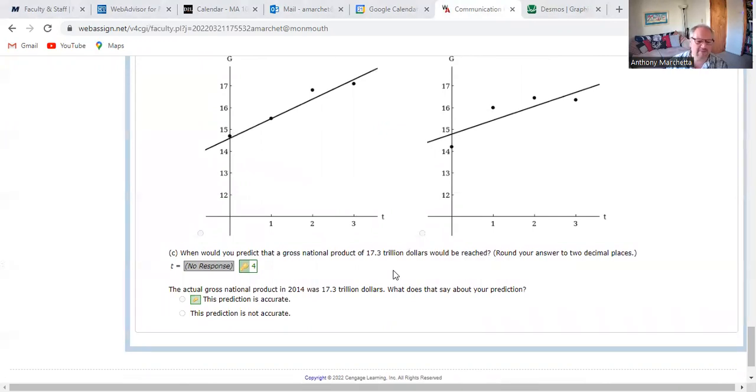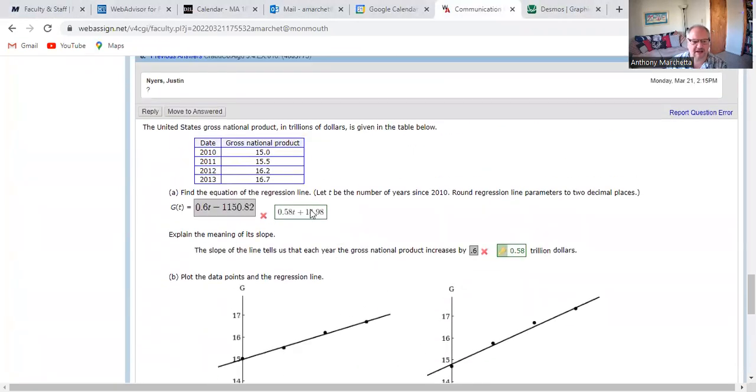So I would put in 17.3, and remember it is already in trillions of dollars. See, it says gross national product, and it says it's in trillions of dollars. So you can actually act like the word trillion is not even there. You could just call it even dollars. It's like the same idea.